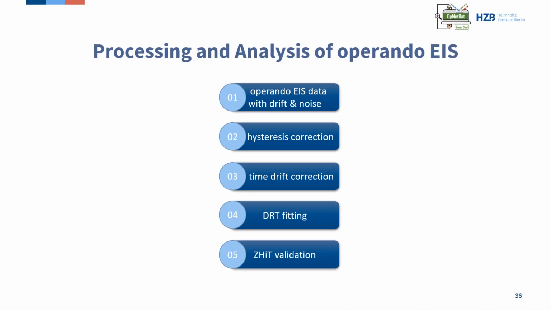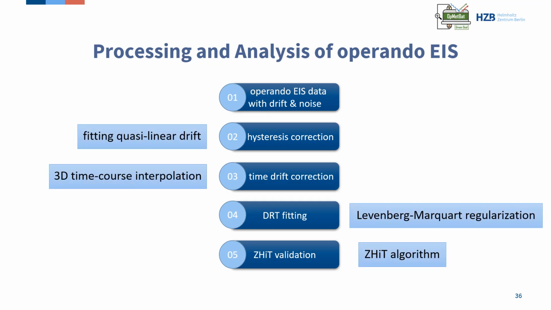All procedures to process and analyze operando impedance data can be made with computational calculations and algorithms. The first step could be to read the data files, which could have certain drifts and noise. The second step is the hysteresis drift correction, followed by the time state drift correction. Once the processing is done, the next steps are about data analysis, and this includes the regularization of the distribution of relaxation times and the validation by the two-pole Hilbert transform.